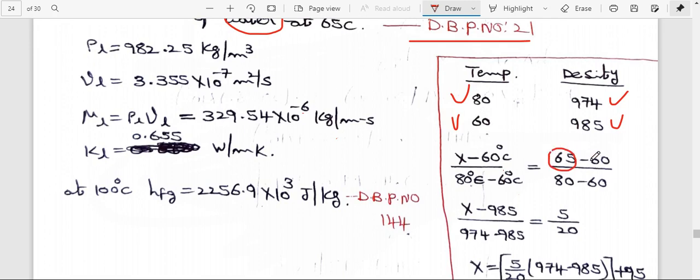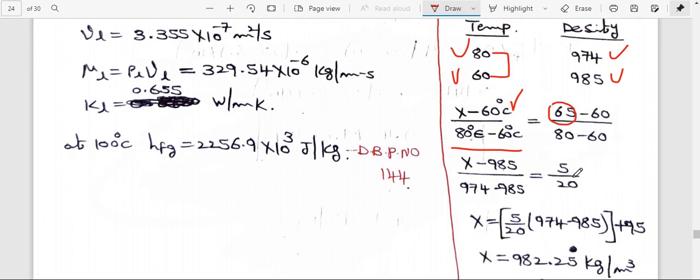We have to take the lower value from the required value. Here the required value is 65, and the lower value is 60. That's why I am considering x minus 60 degrees, whole divided by the range between them. Here the range is 80 to 60 degrees. So 65 minus 60 by 80 minus 60, which is 5 by 20.